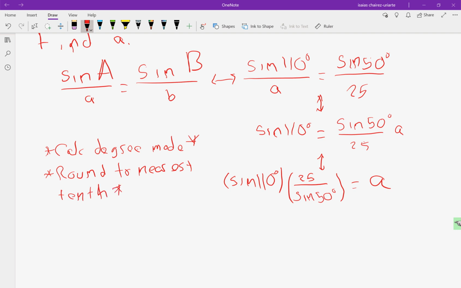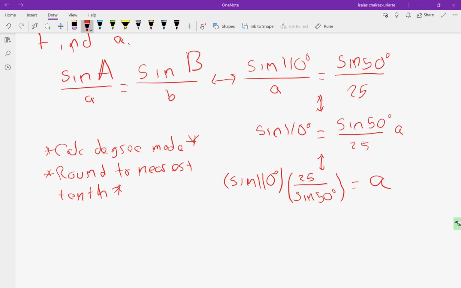Okay, so right now, literally, I'm punching this into my calculator. I'm going to make sure that my calculator is in degree mode. It is good. I am going to use a lot of parentheses for things. So sine of 110 degrees, I'm putting it in parentheses. Times, I'm opening up another parentheses, and I'm going to say 25 divided by, and then the denominator, I'm going to put in parentheses, sine of 50 degrees. Now you just have to be careful to close all the parentheses that you opened.